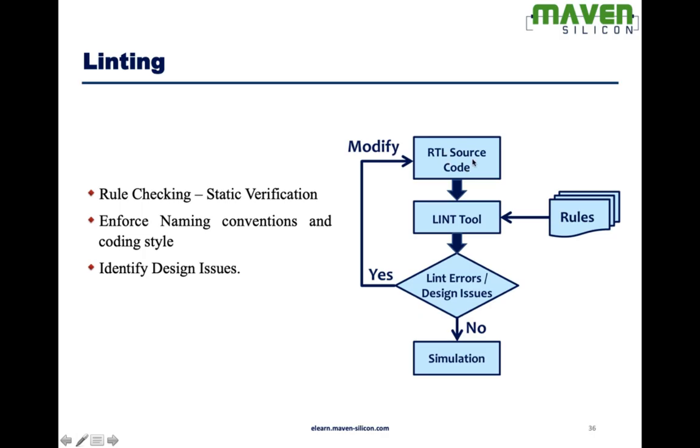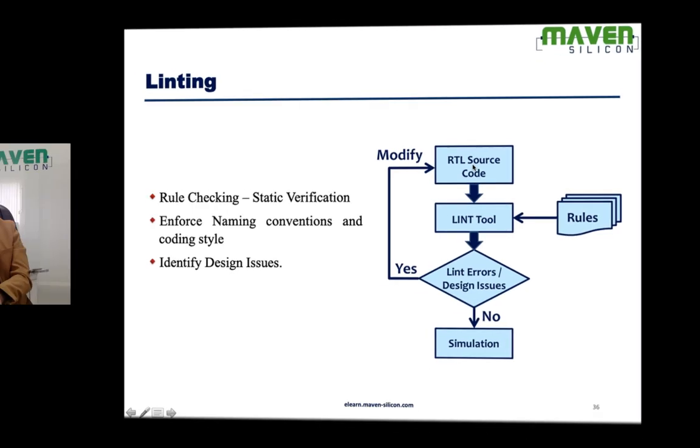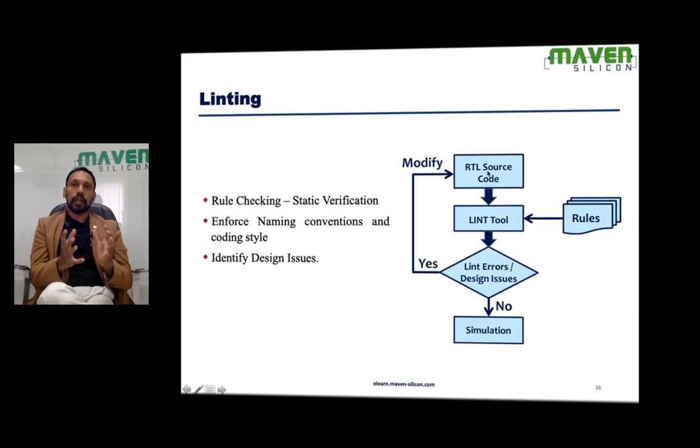So we feed the RTL source code to the lint tool, and the tool is going to compile the source code based on the rules, and if it finds any violations with respect to naming conventions and coding style, it's going to report the error. And once the designer finds the error, then he is going to clean up the source code. In some cases, it could be even design issues also. For example, we would be able to find issues like combinational loops or multiple driven signals.